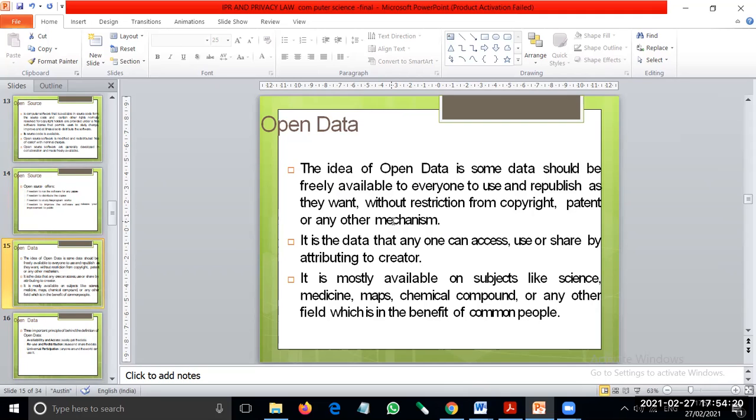Open data is also another term. ये भी एक नई टर्म है. The idea of open data is that some data should be freely available to everyone to use and republish as they want. तो ये भी अवेलेबल है सभी जगह. तो यूज भी करो और जब रिक्वायरमेंट हो तब भेजो. It is the data that they can access. आप एक्सेस भी कर सकते हो, कहीं भी शेयर भी कर सकते हो. It is available. और ये किस सब्जेक्ट ओपन डेटा साइंस के अकॉर्डिंग, मैथ के अकॉर्डिंग, केमिकल के अकॉर्डिंग, कंपाउंड के अकॉर्डिंग और दूसरी चीजों के अकॉर्डिंग कर सकते हैं.